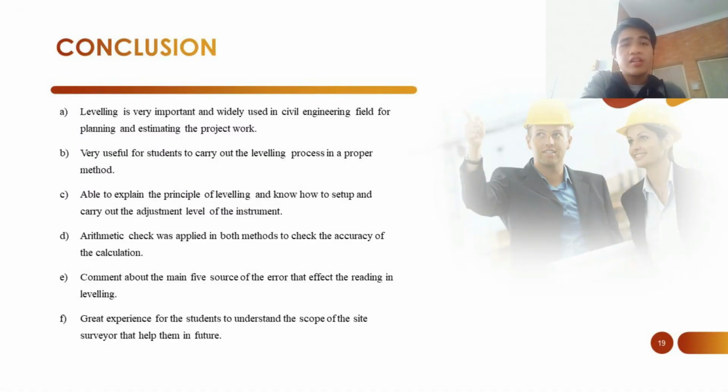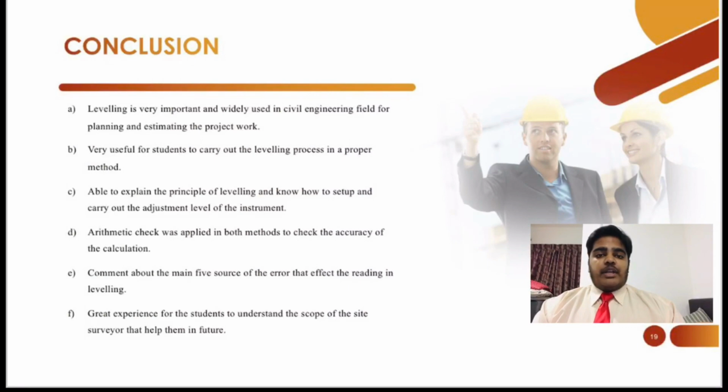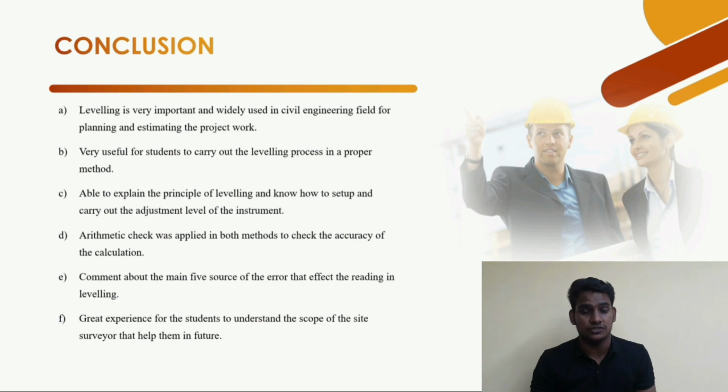In conclusion, leveling is very important and widely used in the civil engineering field for planning and estimating project work, and it is also very useful for students to carry out the leveling process in the proper method. The third one, able to explain the principle of leveling and know how to set up and carry out the adjustment of the level instrument. The fourth one, arithmetic check was applied in both methods to check the accuracy of the calculation. At last, we commented on the main 5 sources of error that affect the reading in the level. It is very helpful to us in avoiding this kind of error when conducting leveling in the future.